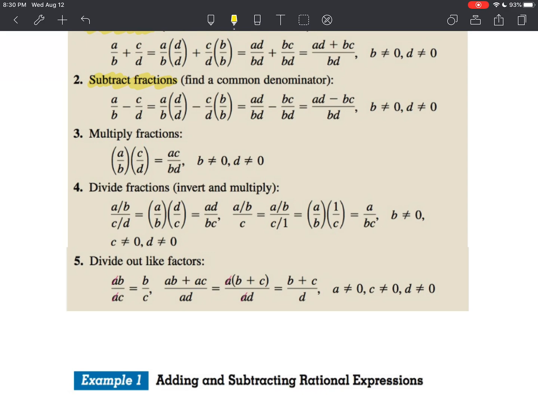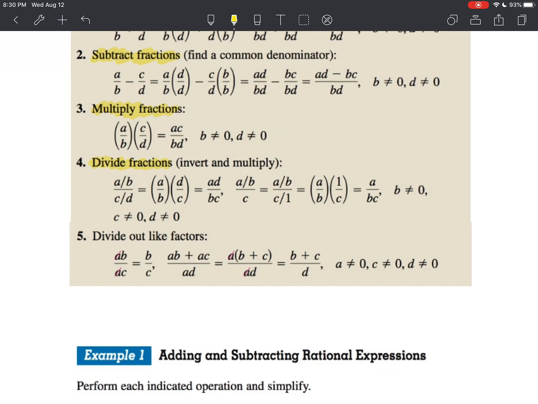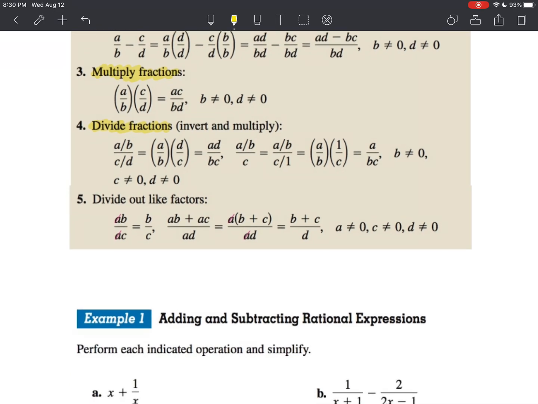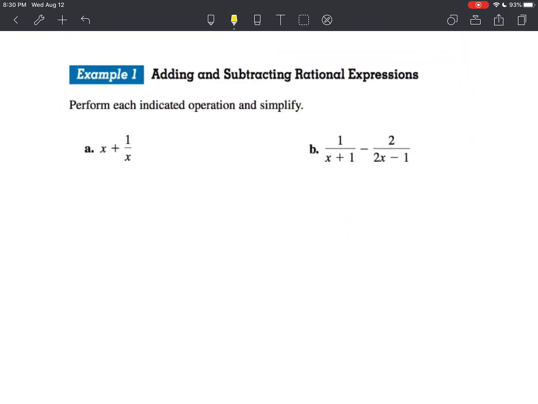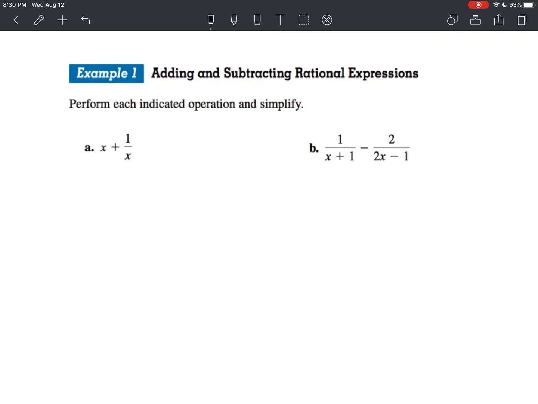Multiplying fractions, you multiply straight across. Dividing fractions, remember, you multiply by the reciprocal. So you invert and multiply is what they're saying. It's the same thing, change it to multiplication and take the reciprocal of your divisor. And then divide out like factors. So we've done that already. You factor your numerator, you factor your denominator, and you cancel out common factors. So let's get started with adding and subtracting rational expressions.